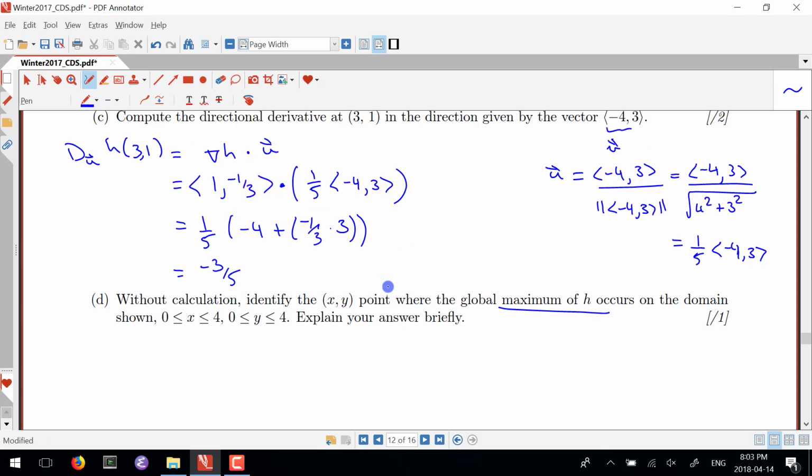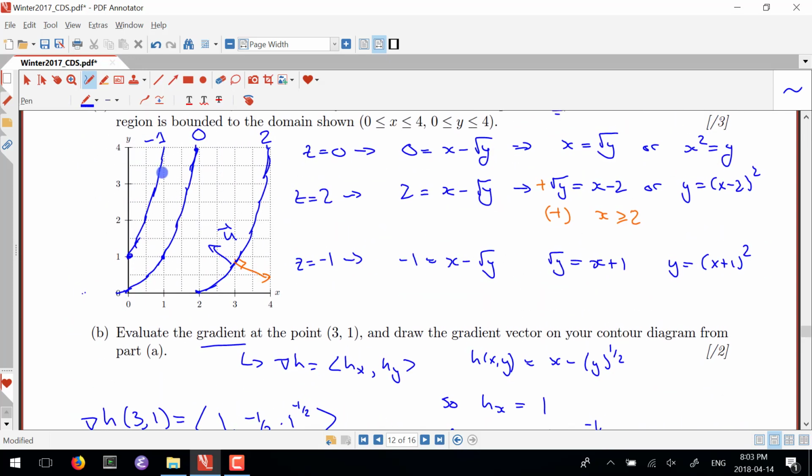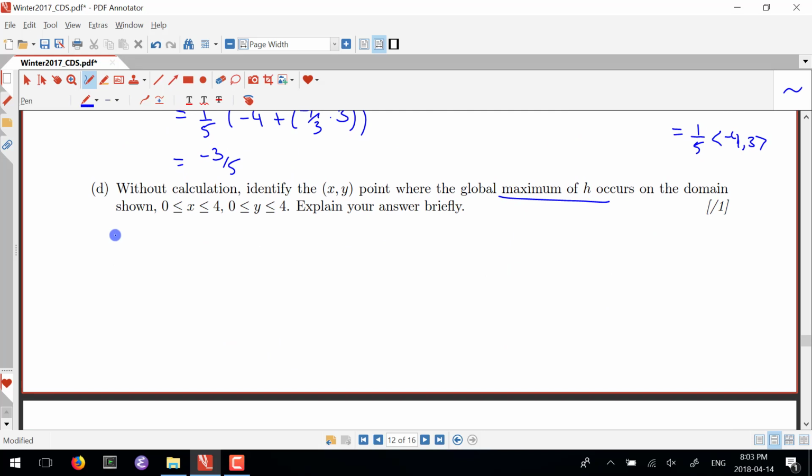Last but not least, without calculation, identify the x, y point where the global maximum of h occurs on the domain. A couple of different arguments here. If we look at the z values, those are our contours and these are the heights of the surface. It's clear that going in this direction is going to be the best. If we're trying to maximize our function, we can follow the gradient and try to follow it as close as we can. We're going to end up in the end at this corner at the point 4, 0.